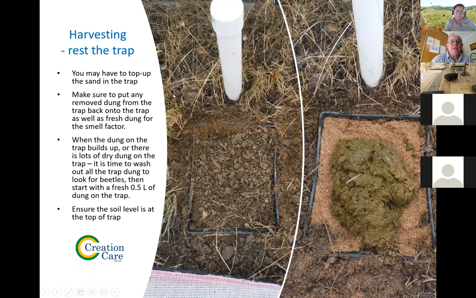Now, resetting your trap, you may have to top up the sand in the trap. Make sure you put the dung that you removed before you took out the tray back on the trap, as well as fresh dung for the smell factor. And when the dung on the trap builds up, or there's lots of dry dung on the trap, it's time to wash out the trap and look for beetles in that washed out dung. And then go back to your soil, make sure your soil is at the level at the top again. That's resetting the trap.